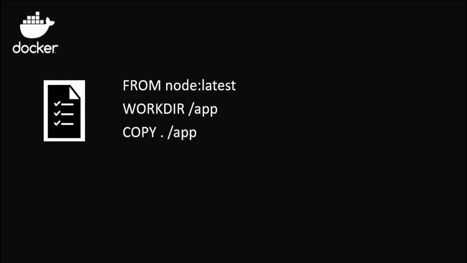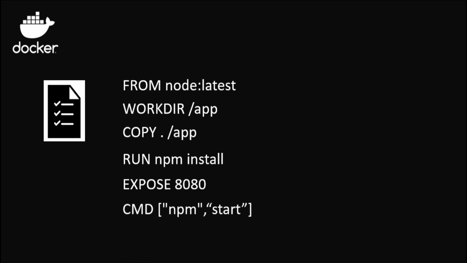Next, to bundle your app source code inside the Docker image, we need to apply the COPY instruction. Next, to install the required dependencies, we use this command line. To bind the port, you'll use the EXPOSE instruction. And last but not the least, define the command to run your app using CMD, which defines your runtime.